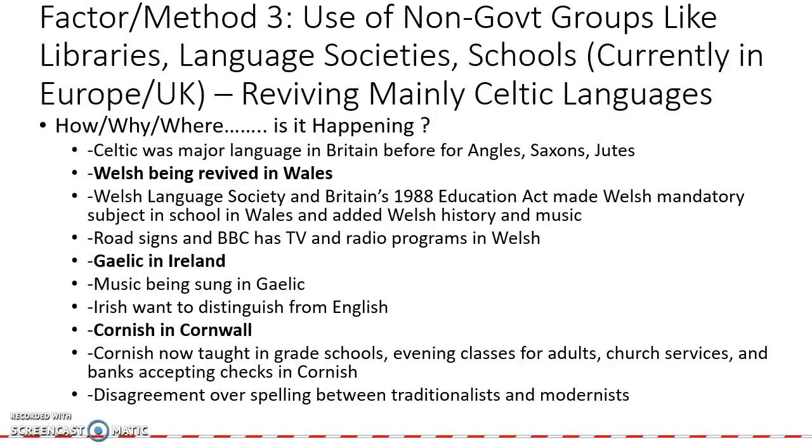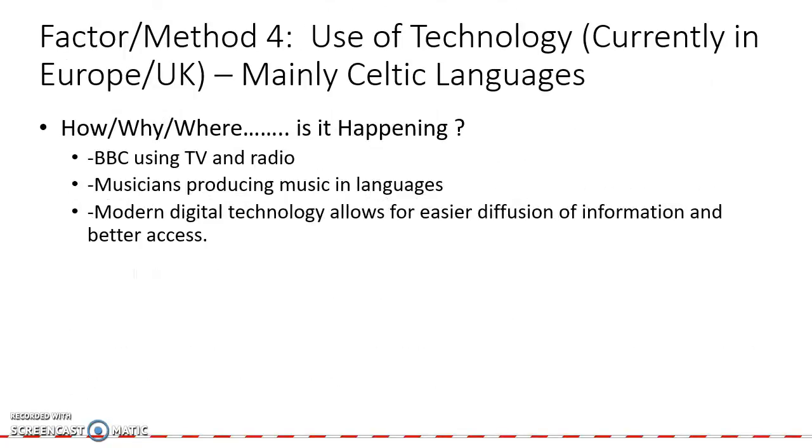So again, this is the third way that in the real world they're trying to revive an extinct minority language. They're doing this in Europe, in the UK mainly. They're reviving the Celtic languages by using non-government groups like libraries, language societies, schools, and media. These are the specific languages and locations and how they're doing it. Let's talk about method 4.